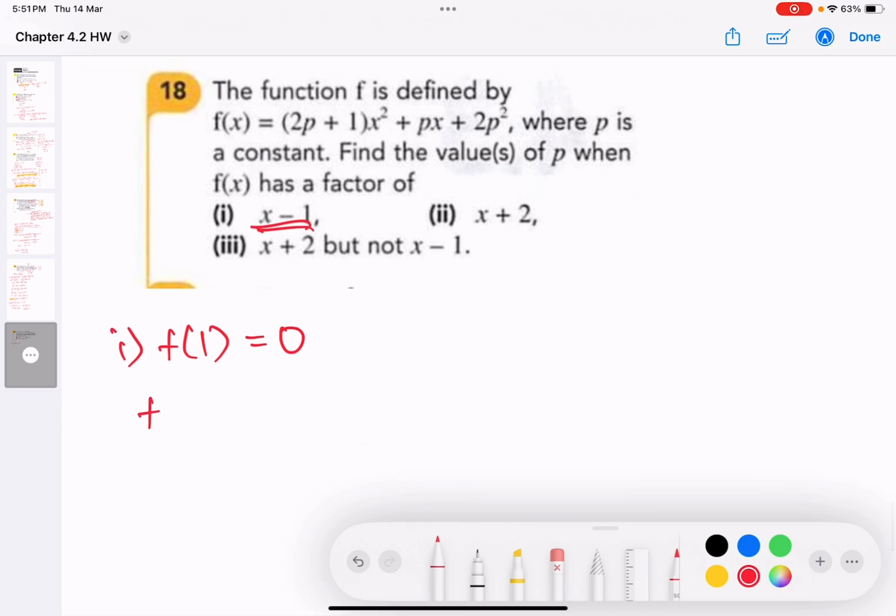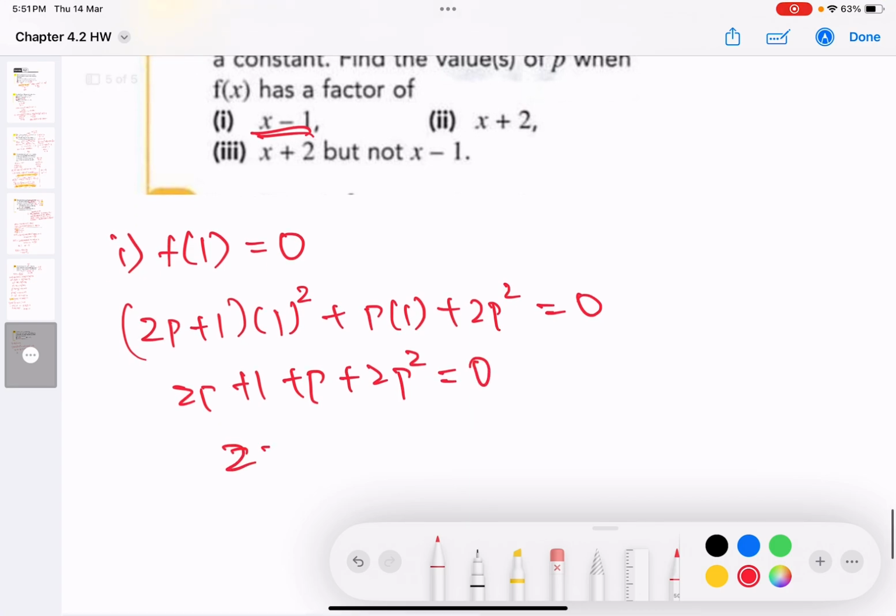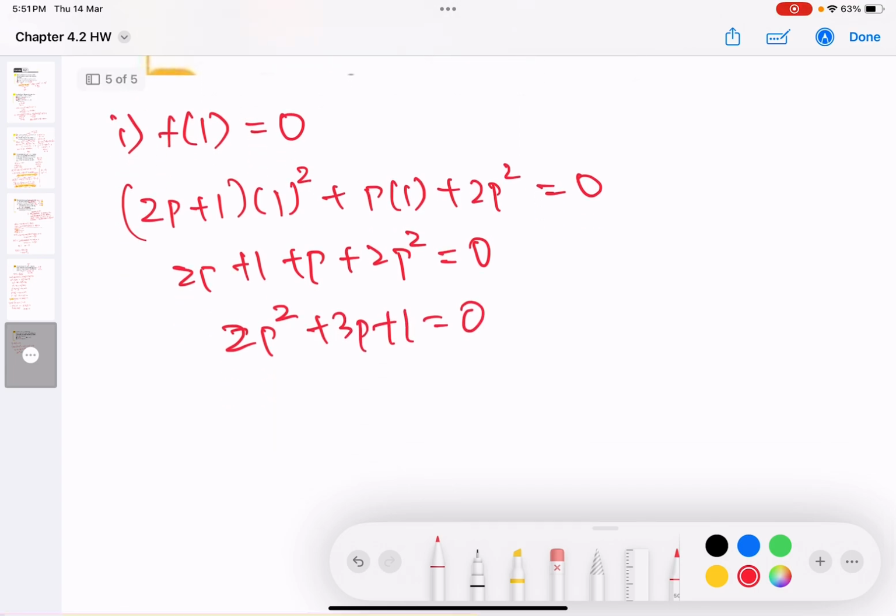So I'm going to get (2p plus 1) multiplied by 1 squared plus p times 1 plus 2p squared, and this whole thing is going to be equal to 0. So 2p plus 1 plus p plus 2p squared is equal to 0. So 2p squared plus 3p plus 1 is equal to 0. If you use your calculator, you'll find that p is equal to negative half, or p is equal to negative 1.